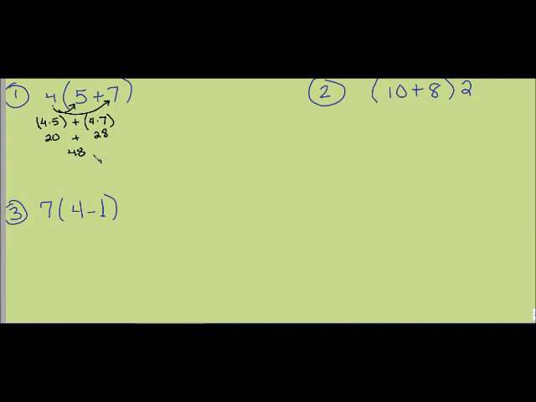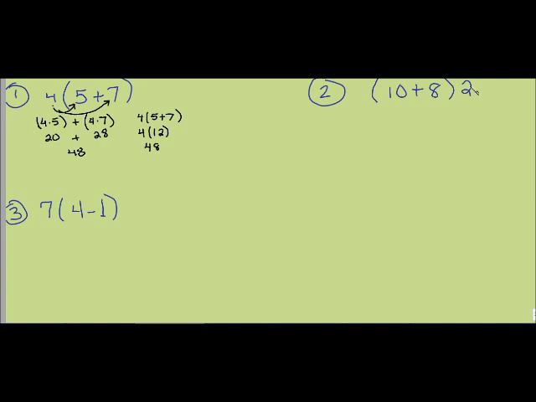Now let's see if it works the other way. Gotta double check your answer. 4 times 5 plus 7. 4 times, this part I'm going to solve inside. 5 plus 7 is 12, and 4 times 12 is 48.